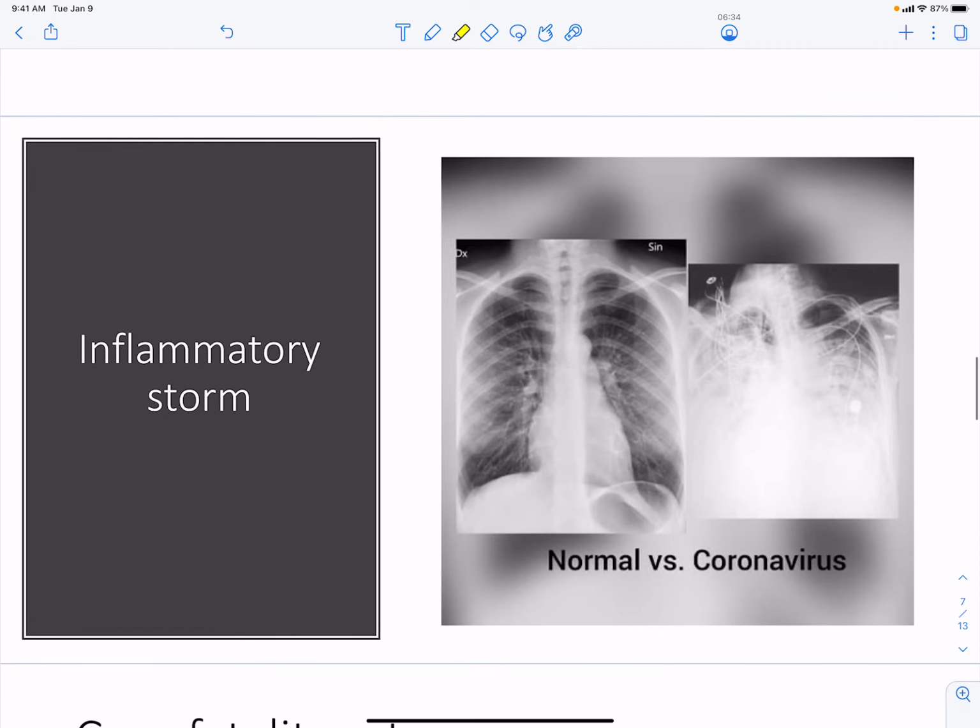So this is an example of the inflammatory storm. You can see the lungs on the left are from a normal individual, and the lungs on the right are taken from a person suffering from coronavirus. So you see a lot of inflammation in the lungs, which correlates with the difficulty of breathing. Some people with the most severe cases of coronavirus need to go on ventilators.